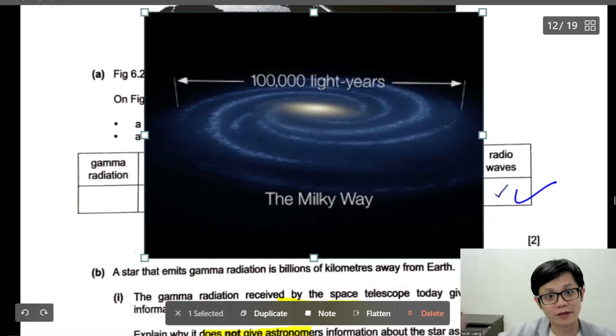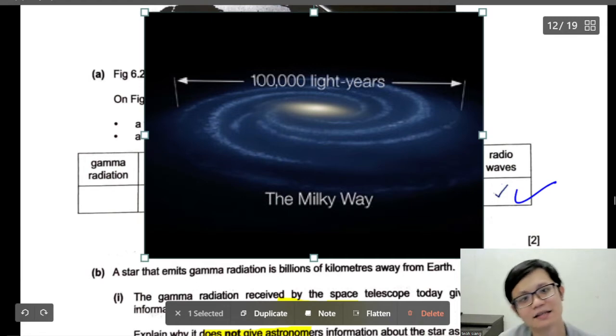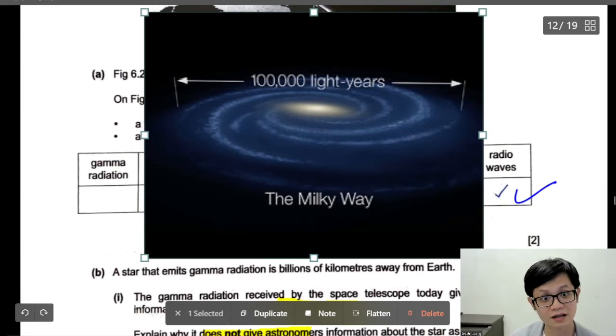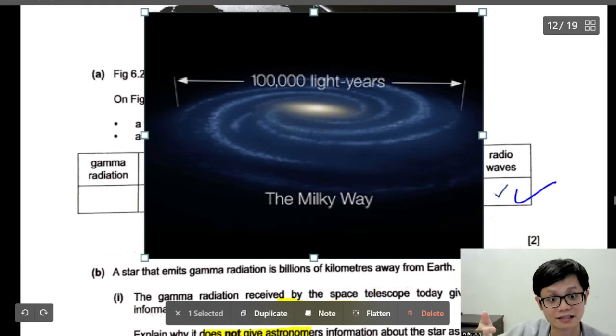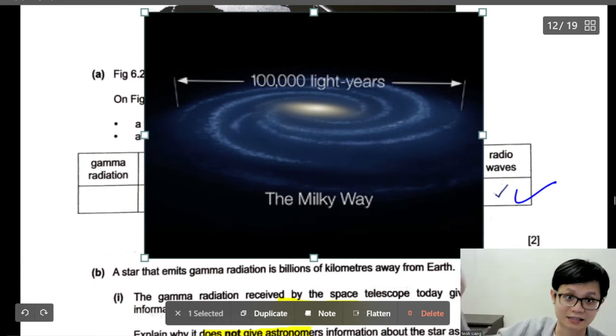From the Milky Way, the length is not measured in kilometers, it's not 100,000 billion kilometers. It's 100,000 light years from here to here. If a person can travel at the speed of light, you need 100,000 light years to travel across. And imagine now we can use the space telescope not just to see the Milky Way, but to even see other galaxies.